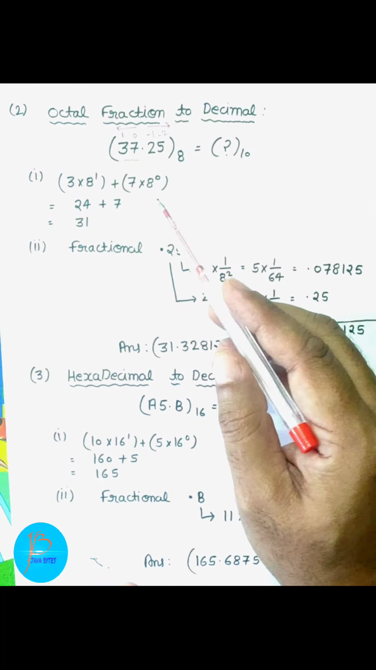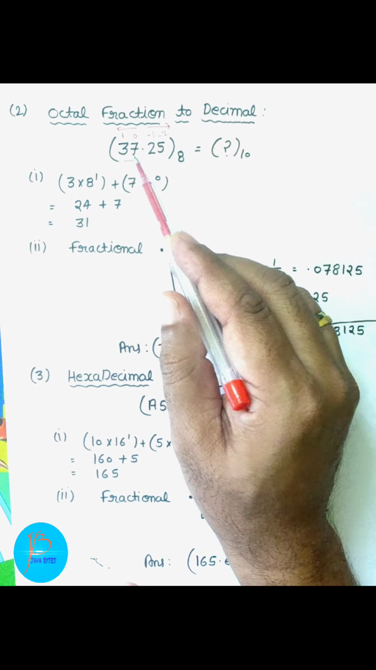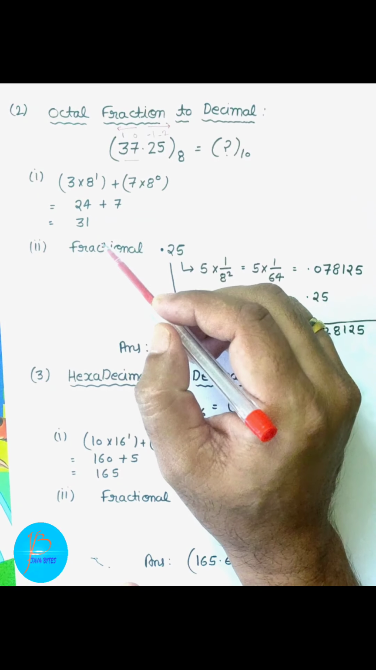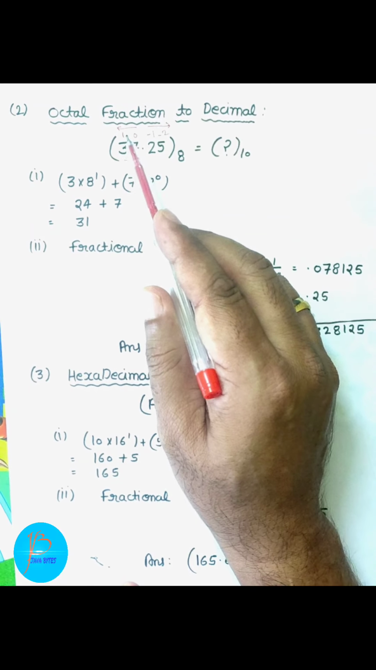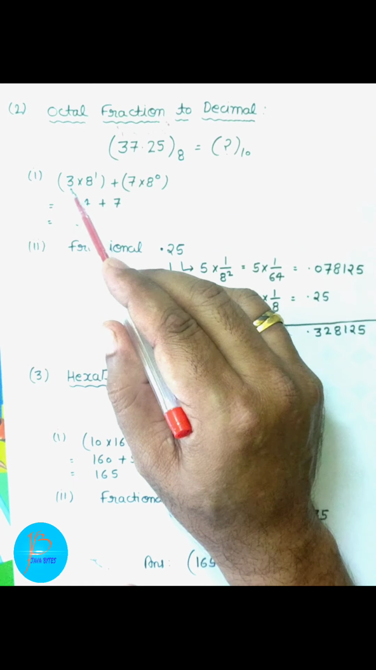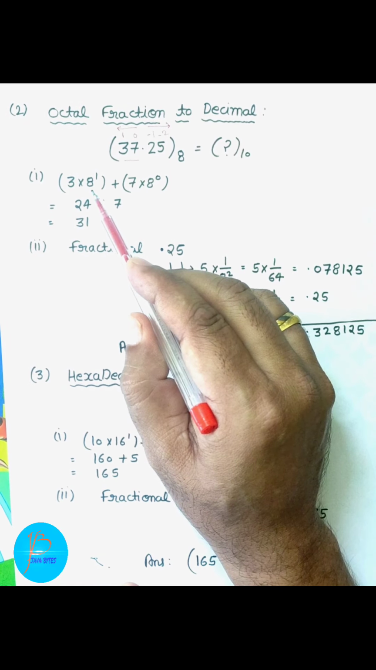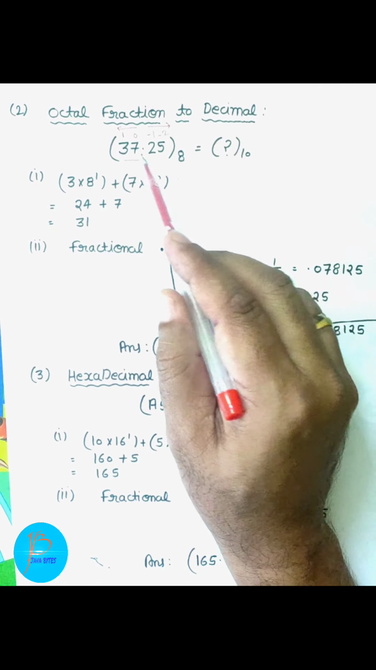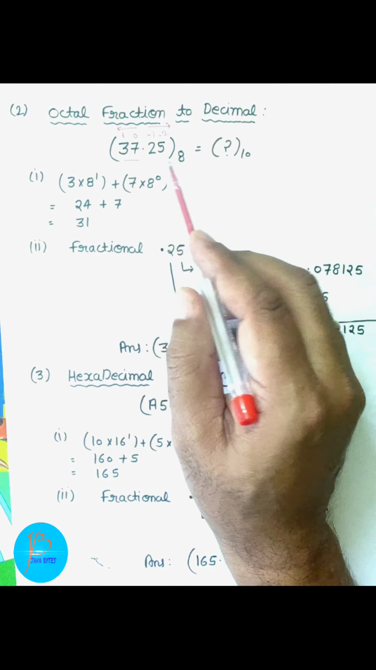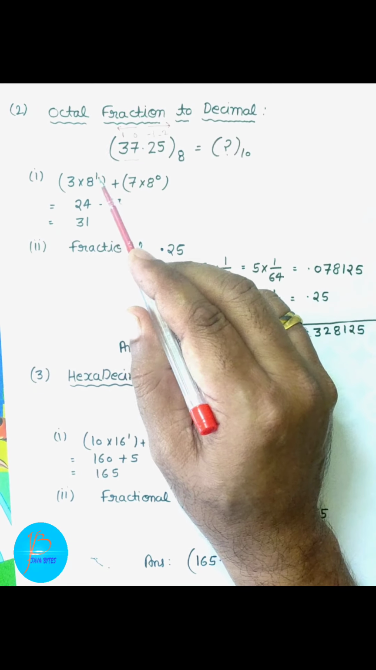Okay, after that you have to solve both the parts separately. First of all you will convert the 37 to its decimal equivalent. First of all you will take the 3, and 3 has the number 1. What does it mean? 3 into 8 raised to the power 1. Why children are we using 8 here? Because the number which we are going to calculate is on the base 8. So you know that here children you will use the base 8.